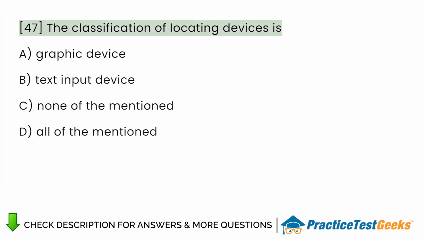The classification of locating devices is A. Graphic device. B. Text input device. C. None of the mentioned. D. All of the mentioned.